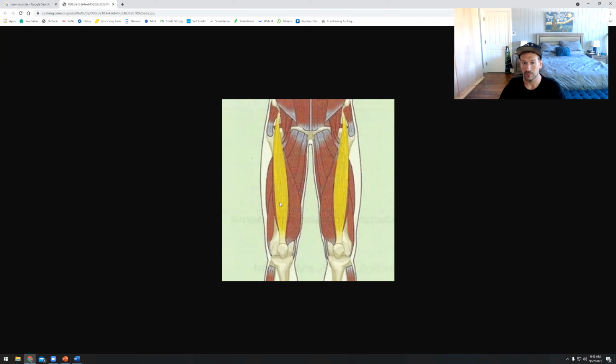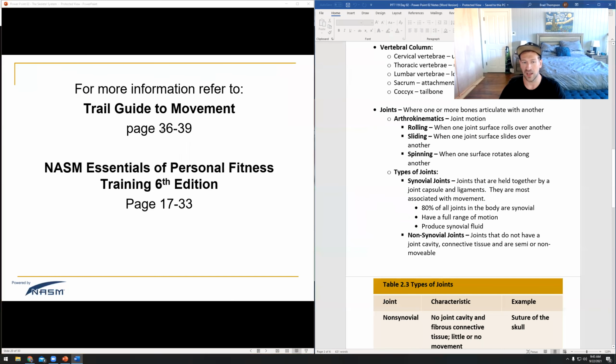That's in the trail guide, you said? This picture is not. This is actually from NASA. But your trail guide, page 36 through 39, will have some pictures of just bones in general. But notice how many, this is a ton of pages.